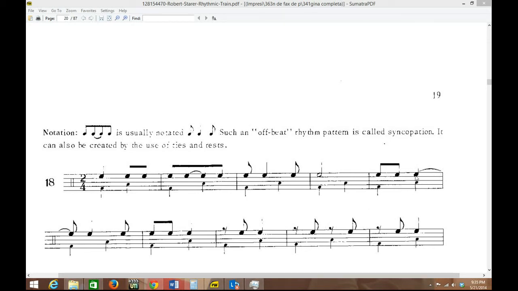I'm going to start right here for a second. Let me start on this note, just to isolate this measure and this measure, and you can do that with me. Steady quarter note pulse, starting in this measure. Here we go. Ta, ta, ta, ta, ta.